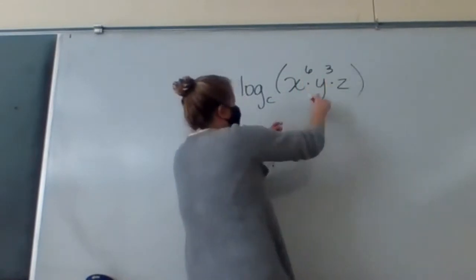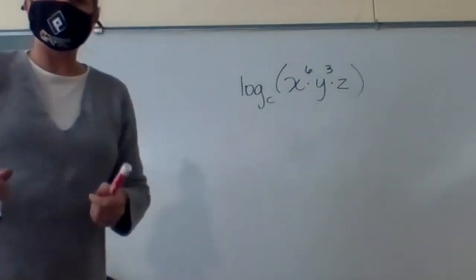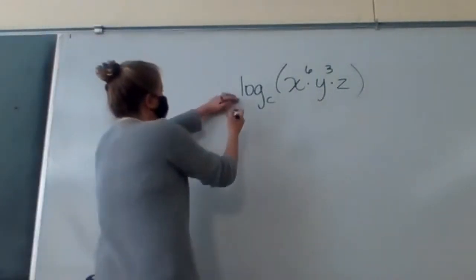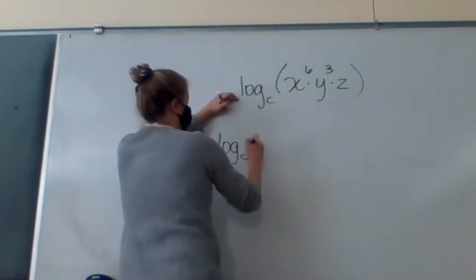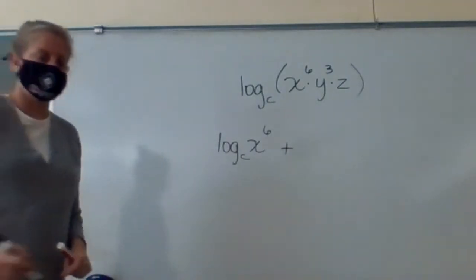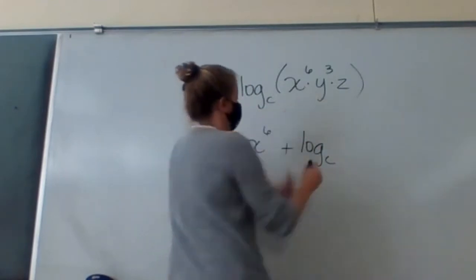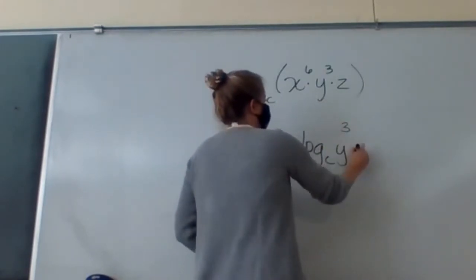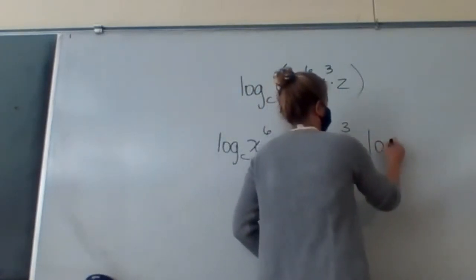This is going to be rewritten as a sum. So each one of these is going to become its own logarithm, its own log base c. So let's see. The first one I have is log base c of x to the 6th plus log base c again. What's the next one? y to the 3rd plus the last one, log base c of z.